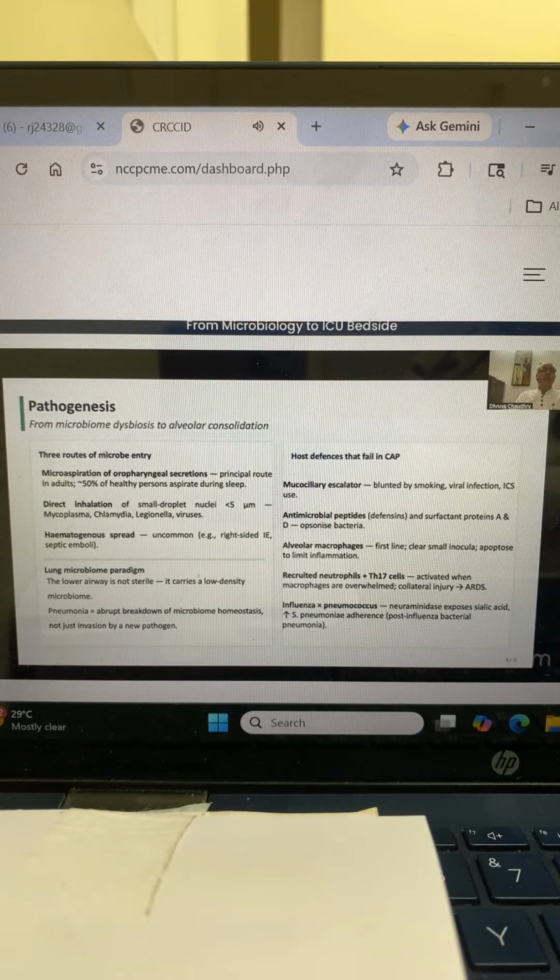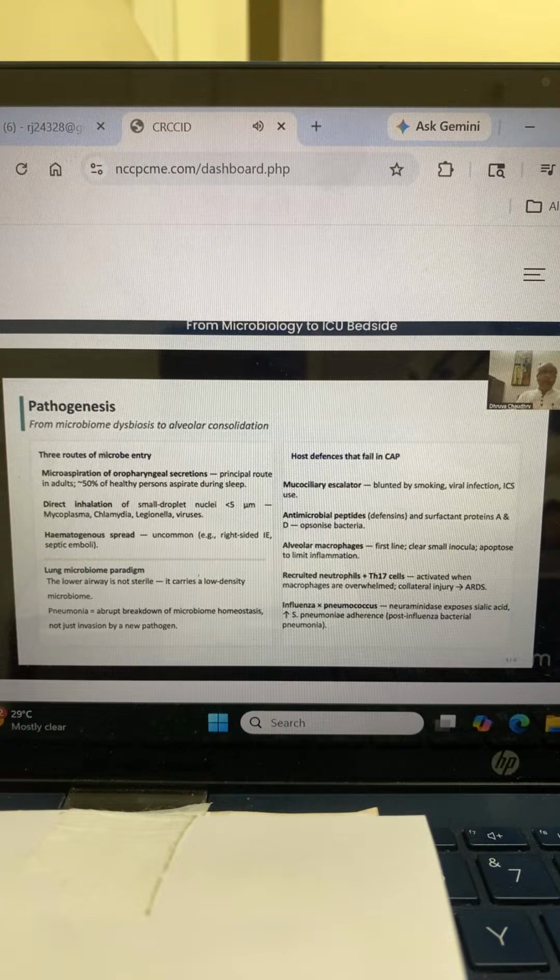And the usual conventional teaching is that there are 3 routes of microbial entry. Microaspiration is supposed to be the commonest cause, 50% of healthy people aspirate during sleep. Then there is direct inhalation of small droplet nuclei, which is what we see in viruses. That's what we saw in COVID, we see in influenza. And along with it, you have Mycoplasma, Chlamydia, and Legionella.